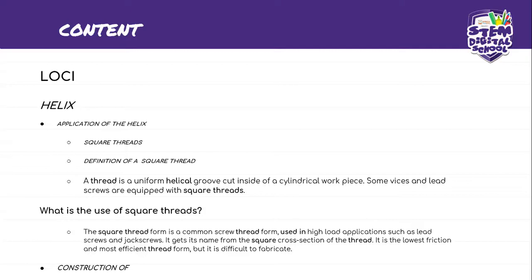What is the use of the square threads? The square thread form is a common screw thread form used in high load applications such as lead screws and jack screws. It gets its name from the square cross section of the thread. It is the lowest friction and most efficient thread form, but it is difficult to fabricate. So you see there are positives and negatives with regards to the square thread. Yesterday we looked at the spring, in particular the square spring. So let's get into detail with regards to the construction of a square thread.